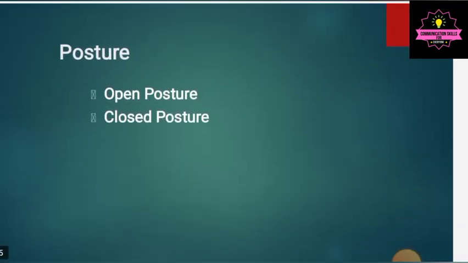Next, let us move to posture. Posture has two types: open posture and closed posture. Open posture involves facing the audience without crossed arms and legs, showing openness and readiness to engage the audience. For example, standing straight with arms relaxed at the sides. Closed posture involves crossed arms or legs or turning away from the audience, which gives a sense of defensiveness or lack of interest, not ready to face the audience. For example, crossing arms over the chest or turning the body away from the audience.